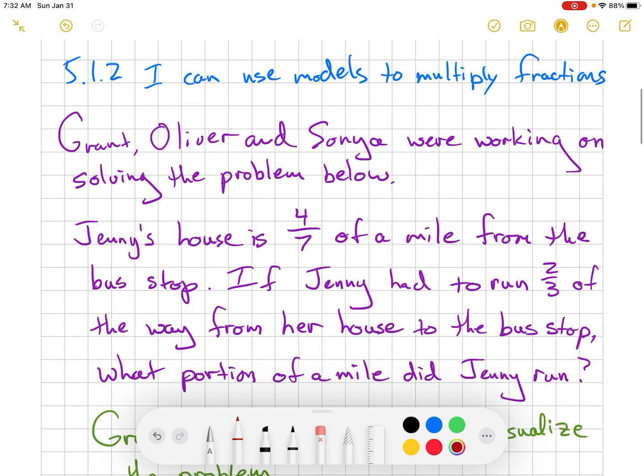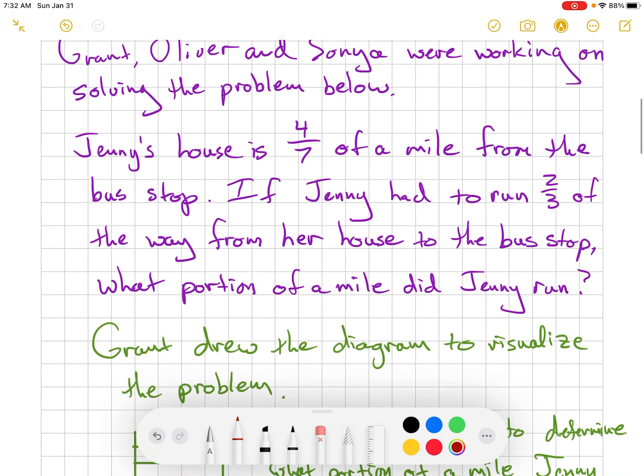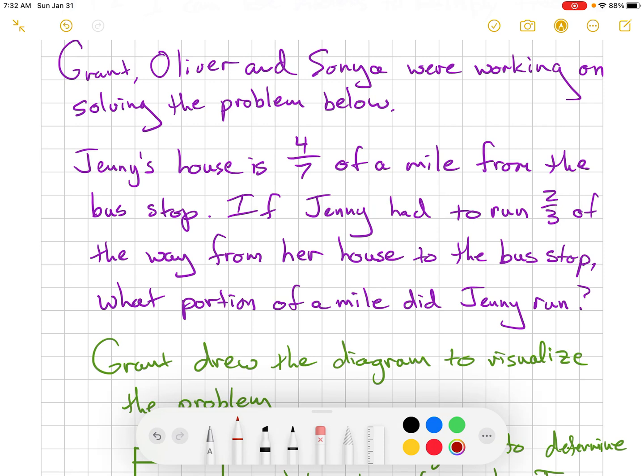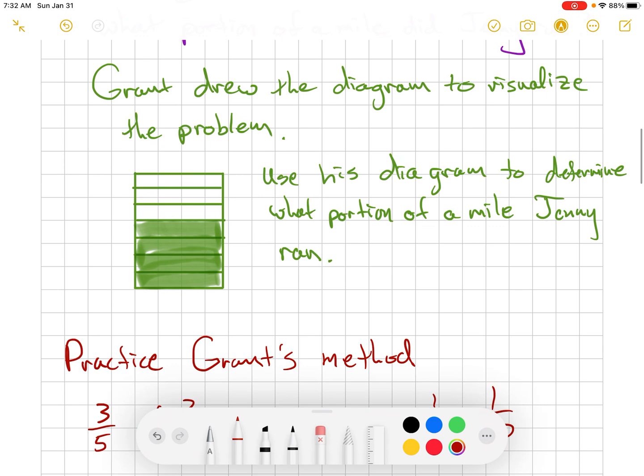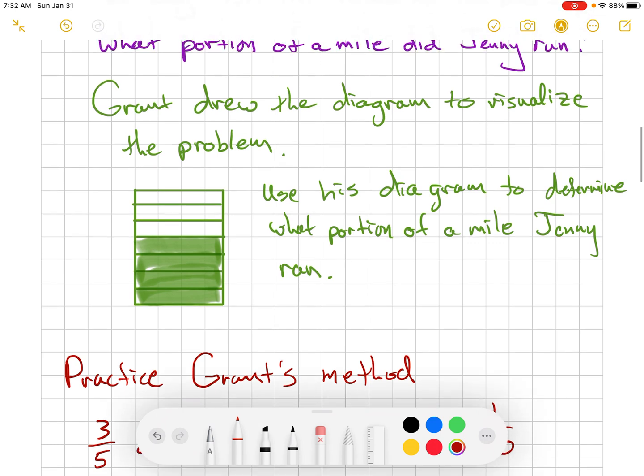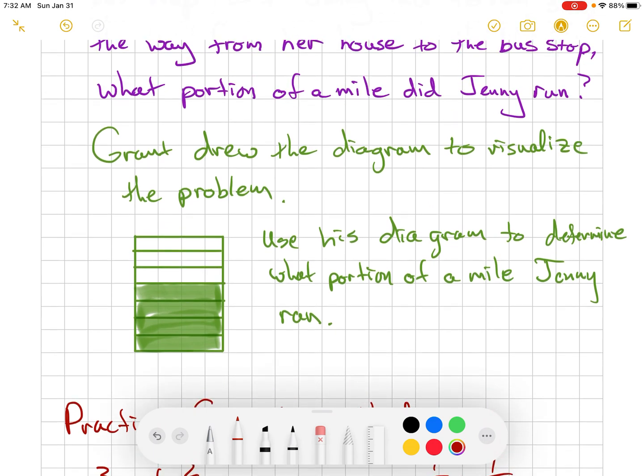All right, so today we're going to work on 512, and we're going to use models to multiply fractions. Grant, Oliver, and Sonia were working on solving the problem below. Jenny's house is 4/7 of a mile from the bus stop. If Jenny had to run 2/3 of the way from her house to the bus stop, what portion of the mile did Jenny run? Grant drew this diagram to visualize this problem. Use his diagram to determine what portion of the mile Jenny ran.